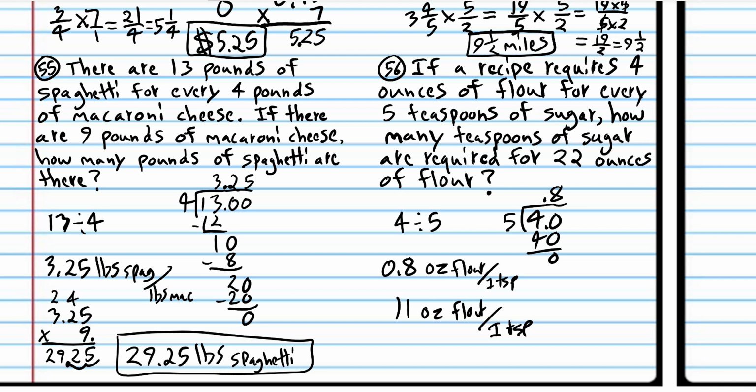Do you take 22 and 11 and multiply them? Well, if you did that, you get a number that's well above 200. So obviously it's not going to be 200 teaspoons. If you divide 11 by 22, you get 1/2. So obviously that's not right. But if you divide 22 by 11, you get 2. That's correct. So we need to take this number, we need to take 22, and divide it by 0.8.